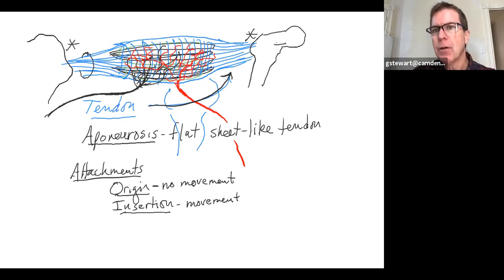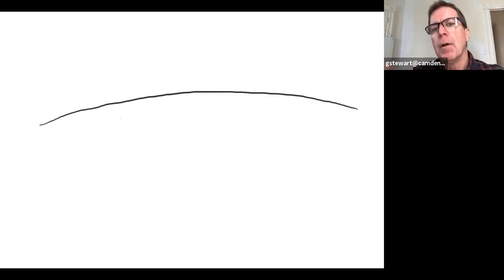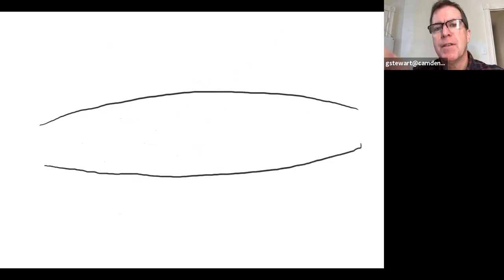All right, now we need to look. We've looked at the macroanatomy of a muscle. I'm going to quickly do the microanatomy of a muscle cell. So I'm going to draw a really big muscle fiber cell, and we're going to talk about the anatomy and a little bit about the physiology of what's in this fiber.